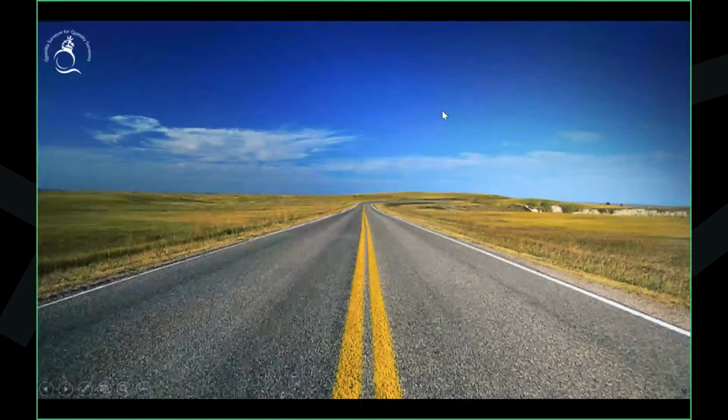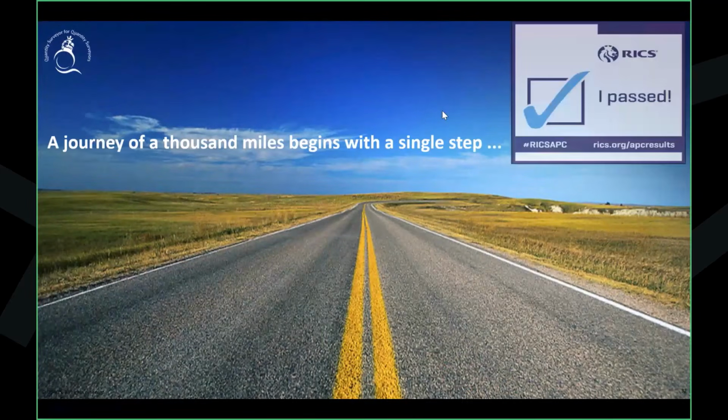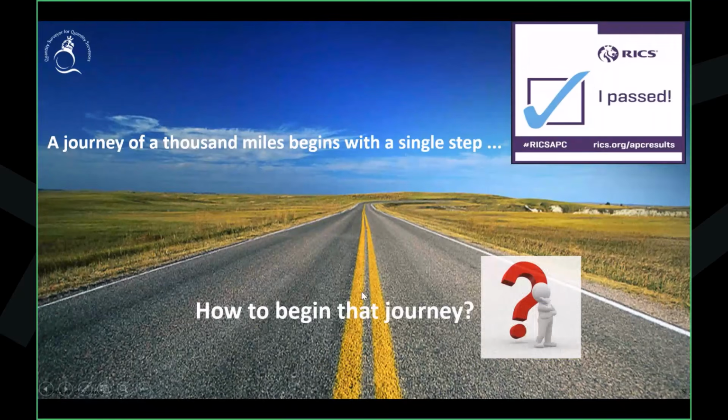Do you want to appear with this symbol, or we can say this kind of picture, on your LinkedIn platform? Are you all interested to gain it? Many of you, yes, isn't it? Because achieving the RICS is very good. It's a symbol of growth. But how to start that journey? Look here.